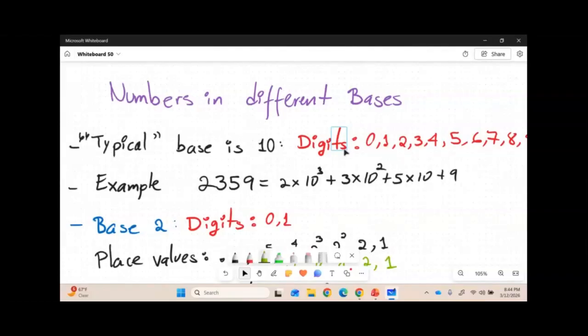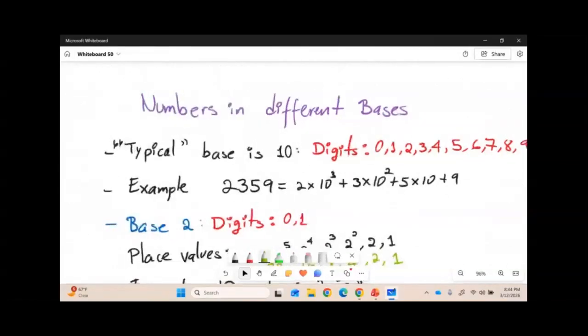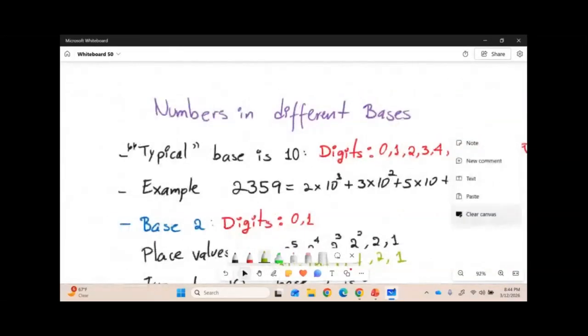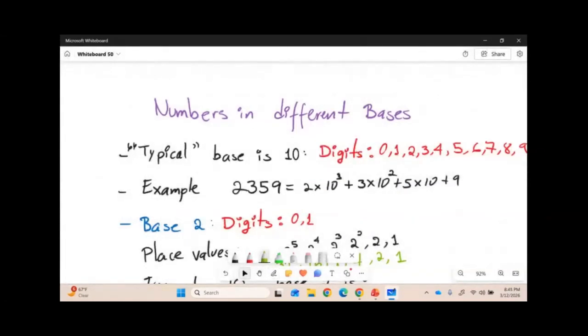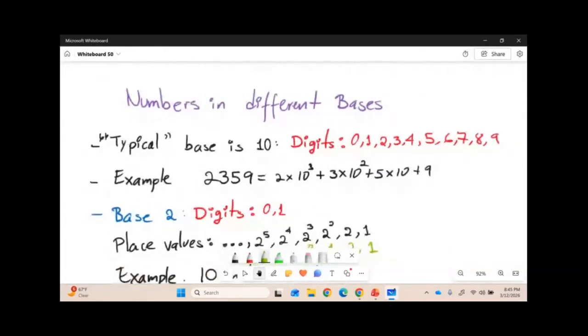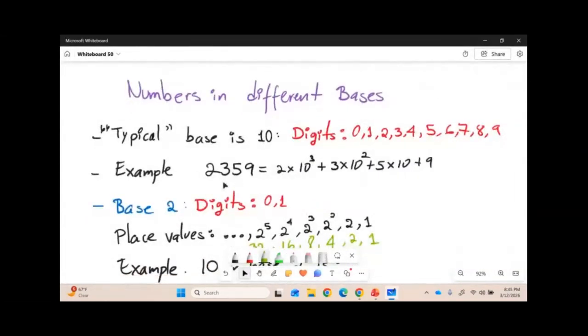This means that the digits that we use to represent a number are 0, 1, 2, 3, 4, 5, 6, 7, 8, 9. So an example of this is the number 2,359. That means that we have two 1,000s, 3 100s, 5 tens, and 9 ones.